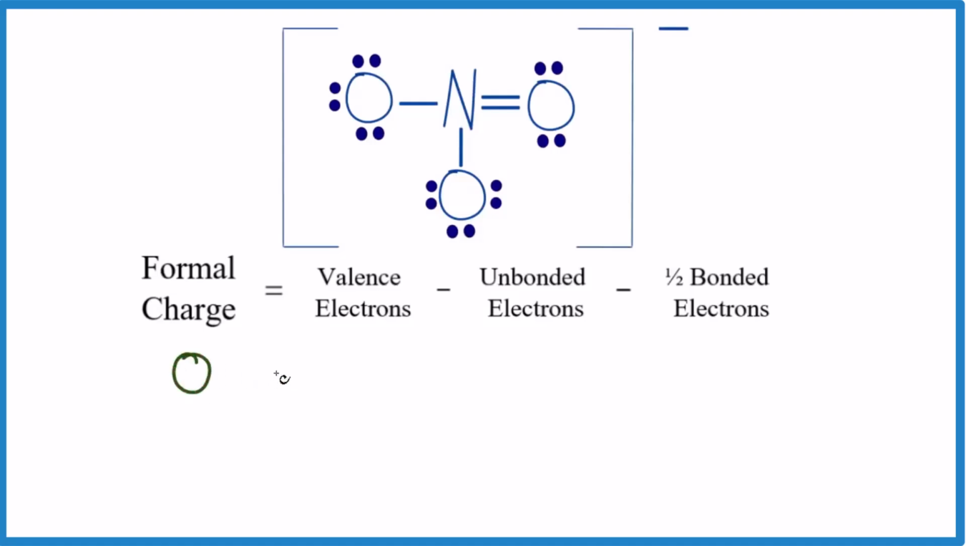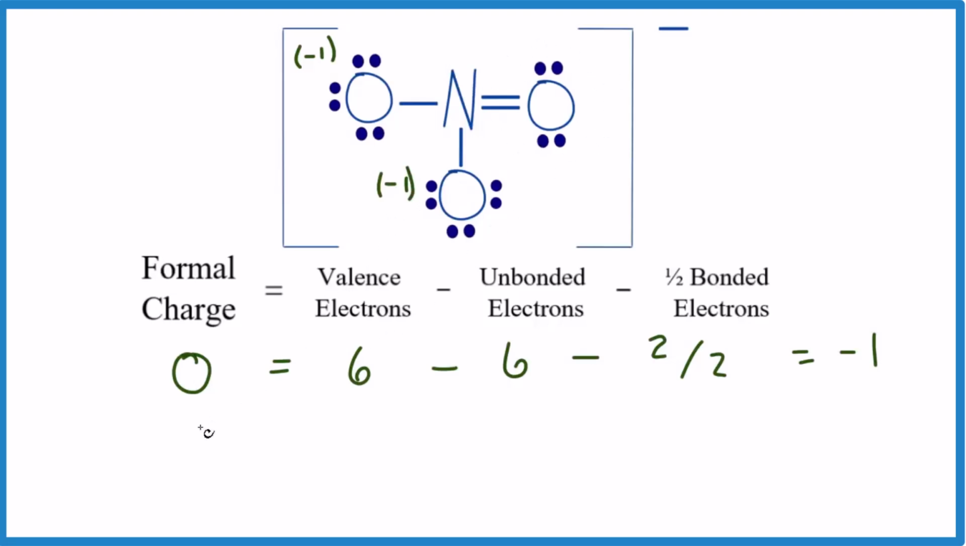So we have our oxygen, which has 6 valence electrons, unbonded, 2, 4, 6, minus 1/2 of the bonded. And we have just this pair of electrons here, 2 over 2. So 6 minus 6 minus 2 over 2, we have a -1 formal charge on this oxygen right here. And since this oxygen is the same as this one, let's put a -1 there as well.